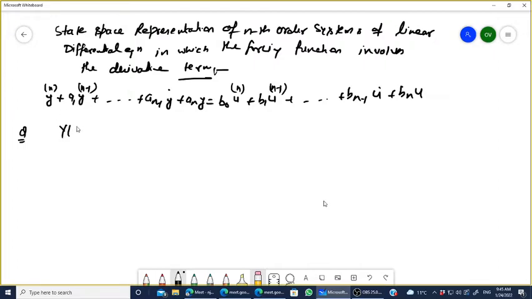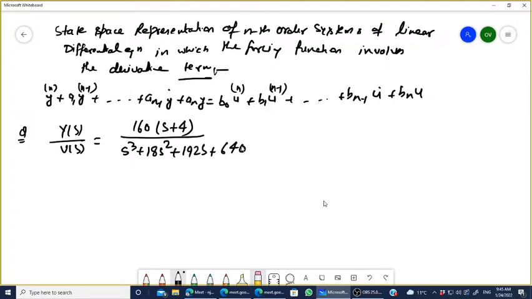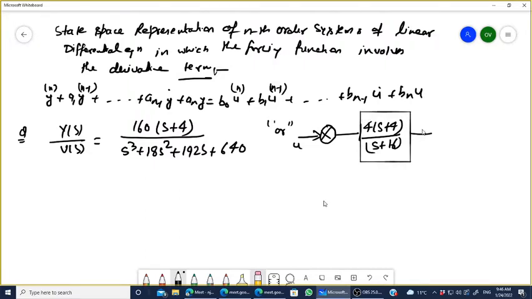So the problem is here: let's say we have Y(s)/U(s) equal to 160(s+4) divided by s cube plus 18s square plus 192s plus 640. It may also be represented in terms of a block diagram. This is U, and the controller here is (s+4)/(s+16), which is in the filter form, and the transfer function of the process is defined like 40 upon s(s+2).